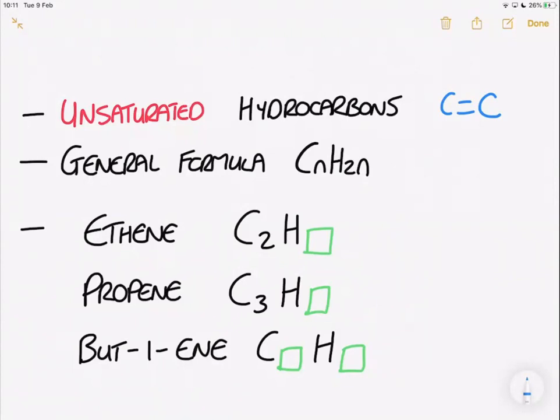So this is all GCSE stuff. What you need to do is add this to your notes and then use the general formula to complete the molecular formulae of the 3 alkenes that I've asked for in the green boxes. So pause the video and do that now.